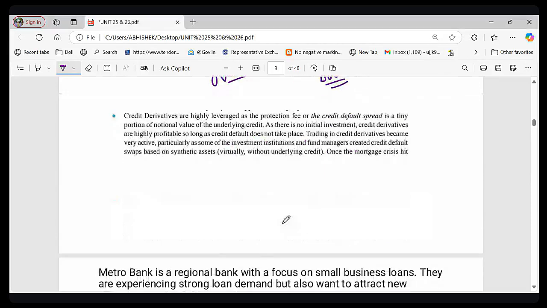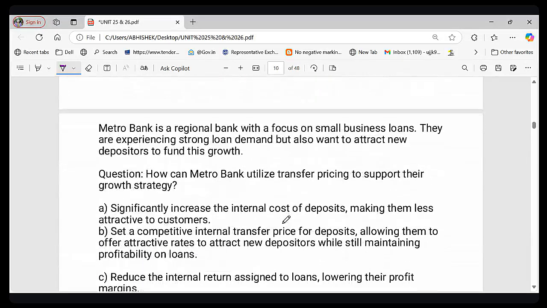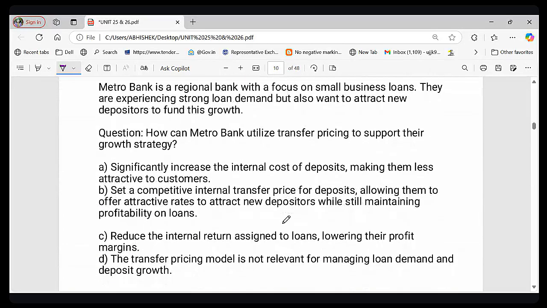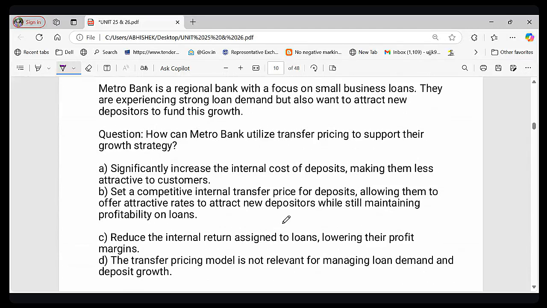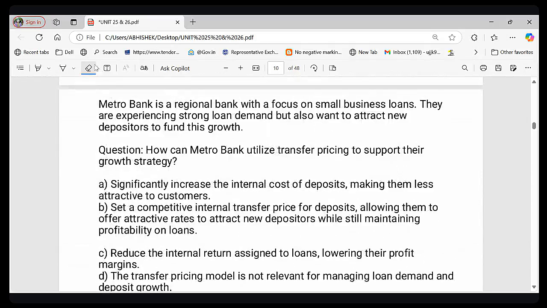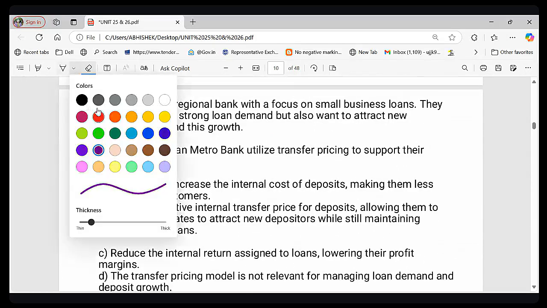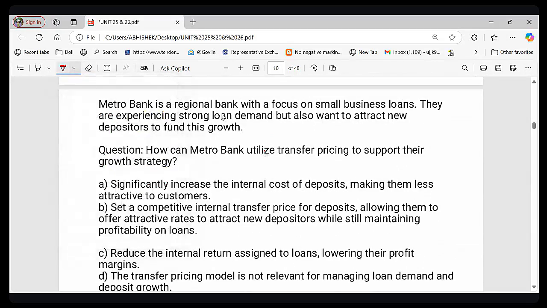Right, now let's see the next question. The next question is on your screen. I hope the previous question concept is clear. Synthetic CDO क्या होता है? I hope that is clear now. Let's see this question. The question is saying that Metro Bank is a regional bank, right, with a focus on small business loans. And all these questions which I am discussing are from Unit 25 of your book.